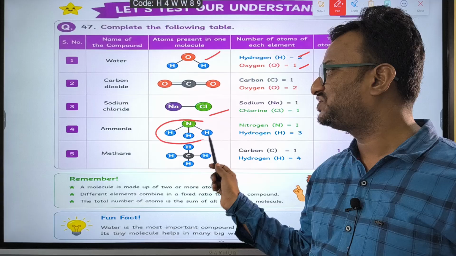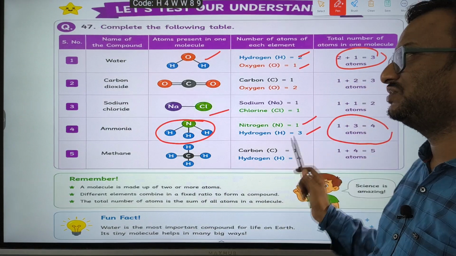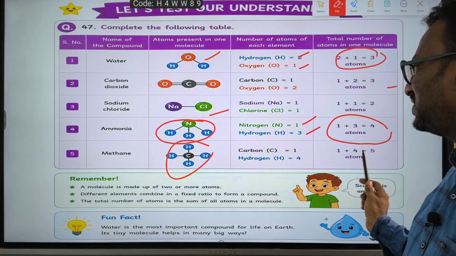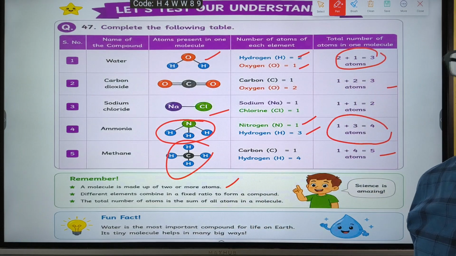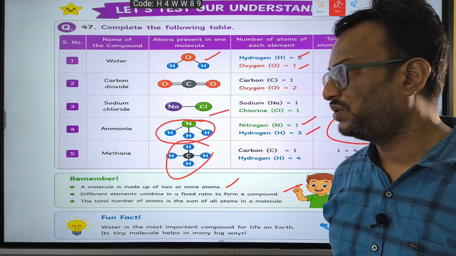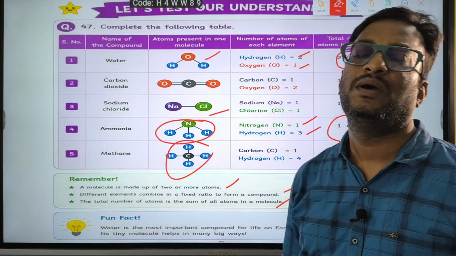Ammonia, NH3, nitrogen 1 and hydrogen 3, total 4 atoms. Methane, CH4, carbon 1 and 4 hydrogen atoms, that is total 5 atoms. A molecule is made up of 2 or more atoms. Different elements combine in a fixed ratio to form a compound. The total number of atoms is the sum of all the atoms in the molecule.